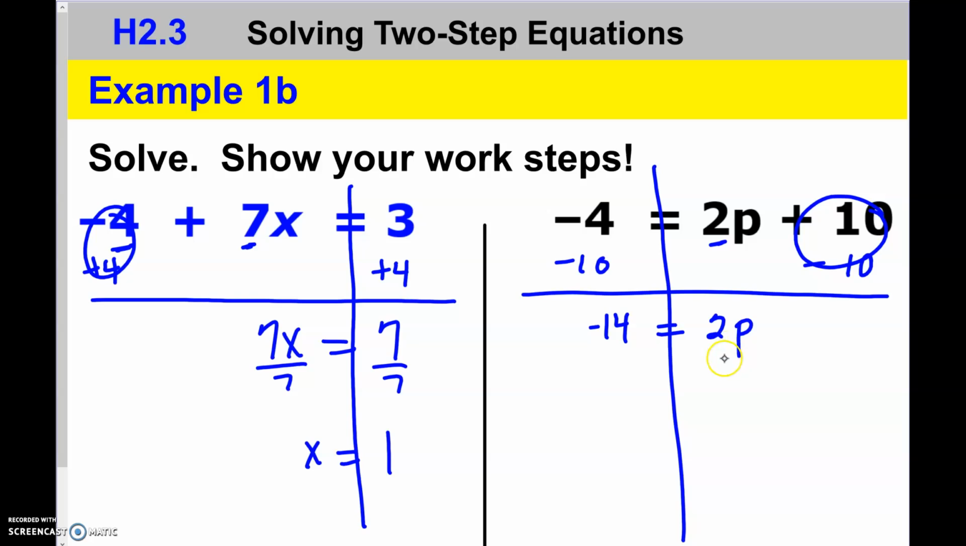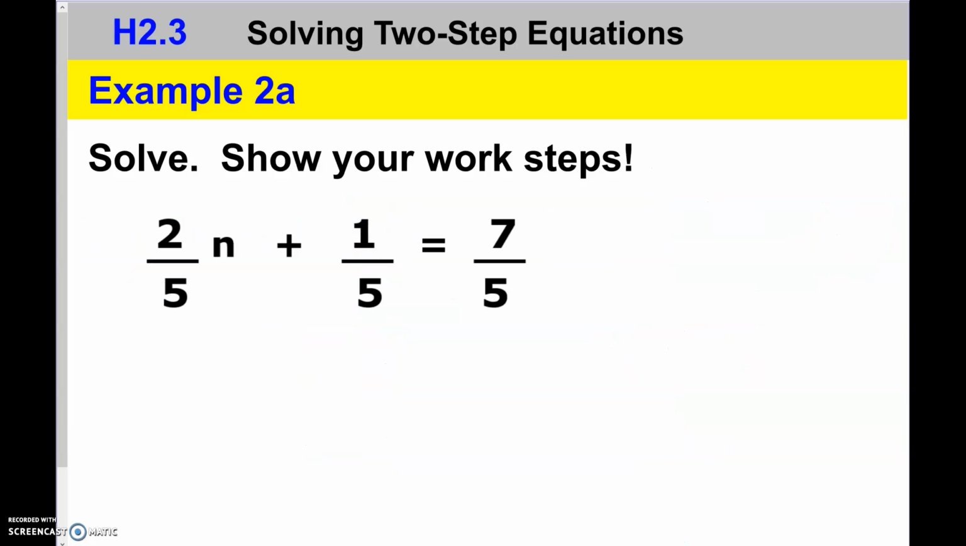And that means 2 times p. So the opposite of times is divide. So we're going to divide both sides by 2. So -14 divided by 2. My brain was going ahead of me in getting the answer of -7. And 2 divided by 2 is 1. So we really have 1p. But remember, mathematicians, we do not have to write that 1. So p equals -7.